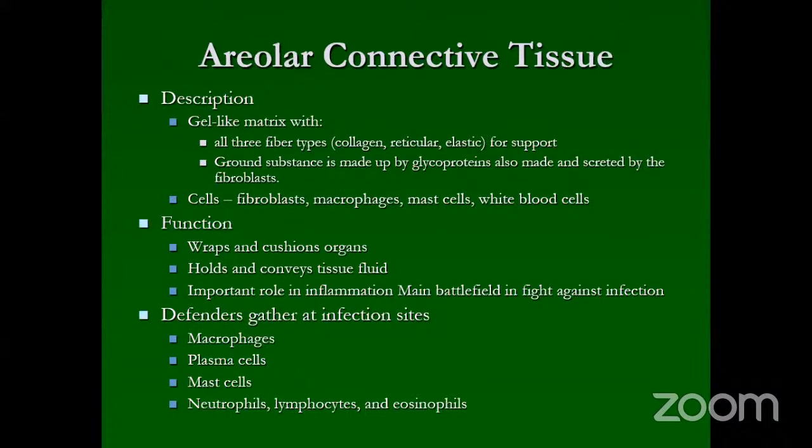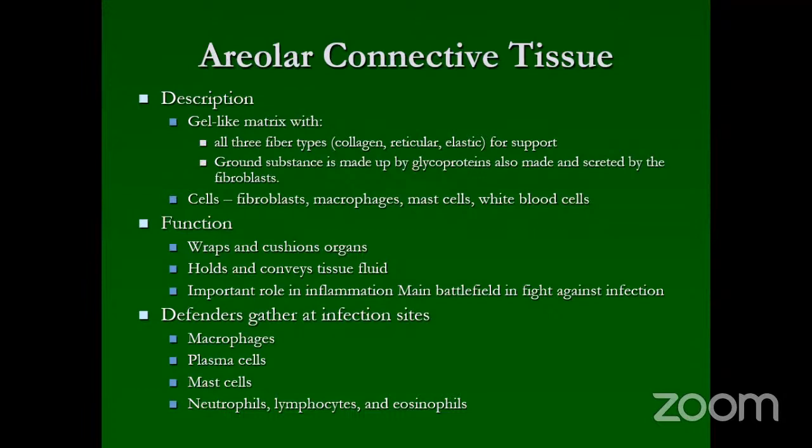So they have a gel-like matrix. It has 3 fibers, collagen, reticular and elastic, which will support the tissue. And they will have glycoproteins as the ground substance. Means that it is made up of glycoproteins and secreted by fibroblasts. And it includes fibroblasts, macrophages, then mast cells and white blood cells.